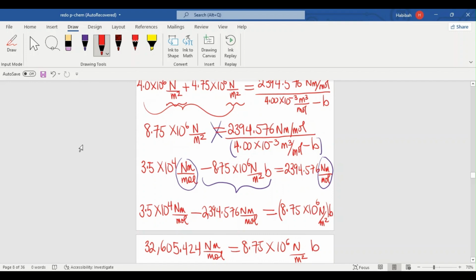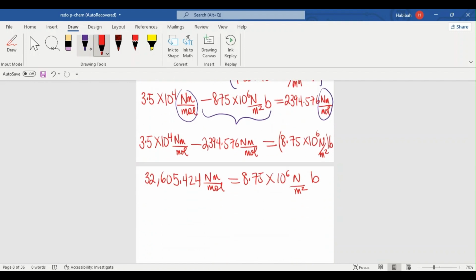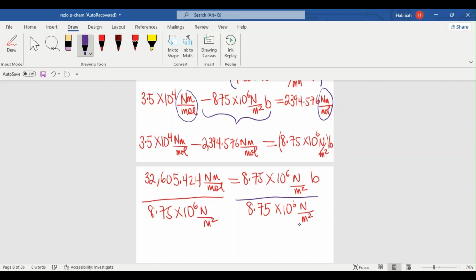So, of course, you know what's next because you've been doing math your whole life, and as a chemistry major, you should know this. You're just going to divide both sides by 8.75 times 10 to the power of 6 Newton per meter squared in order to isolate and determine the value for B. So I'm going to do that here. 8.75 times 10 to the power of 6 Newton per meter squared cancels out this, cancels out the Newton, cancels out the Newton here as well. Those are the only things I can cancel out.